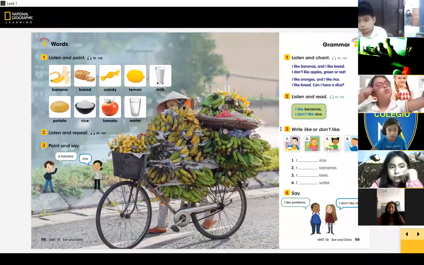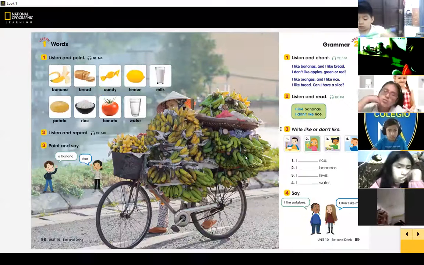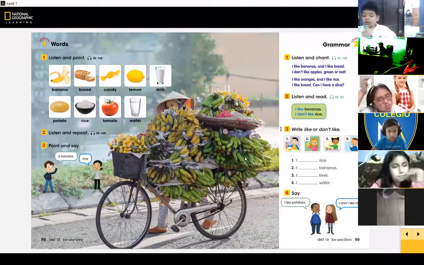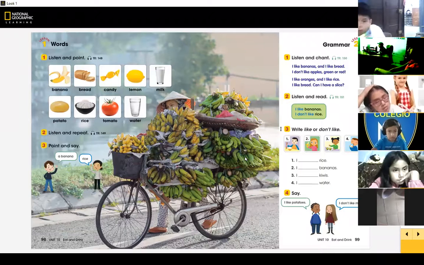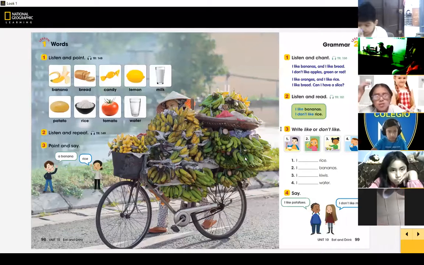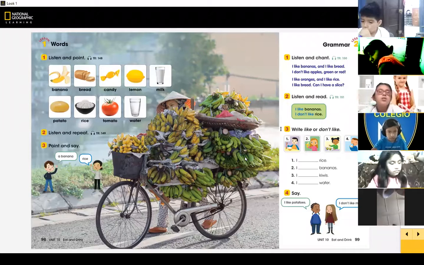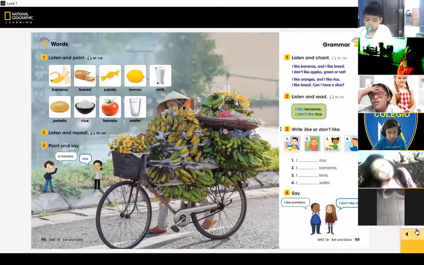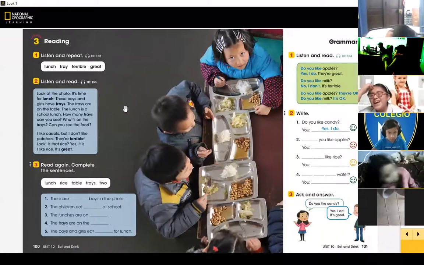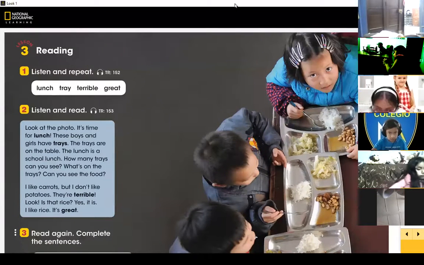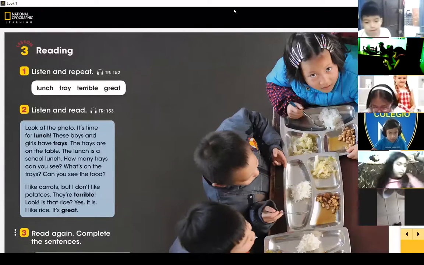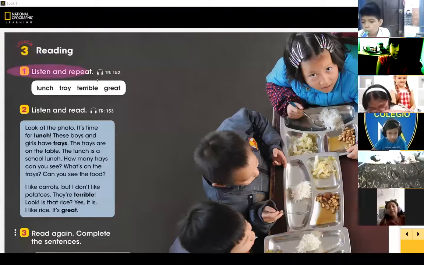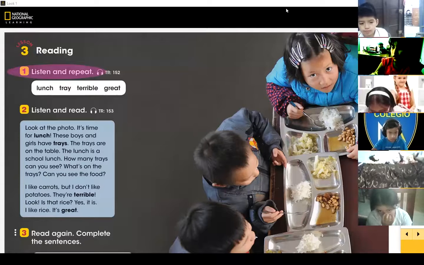That's correct. Okay, well, now students, we must work in the next part. We must work on the workbook part. One moment, please. I want to see where we are. We have to do the reading part too. Let's work. Let's go to the next part. Here we have the reading. This is the lesson 3. Lesson 3, reading 1, listen and repeat.